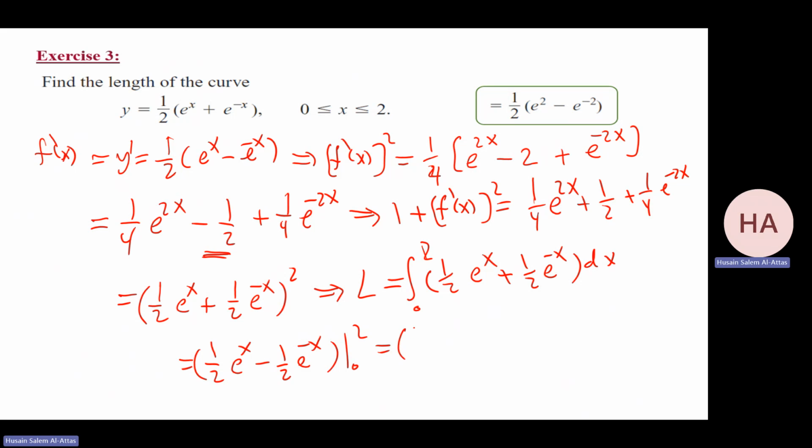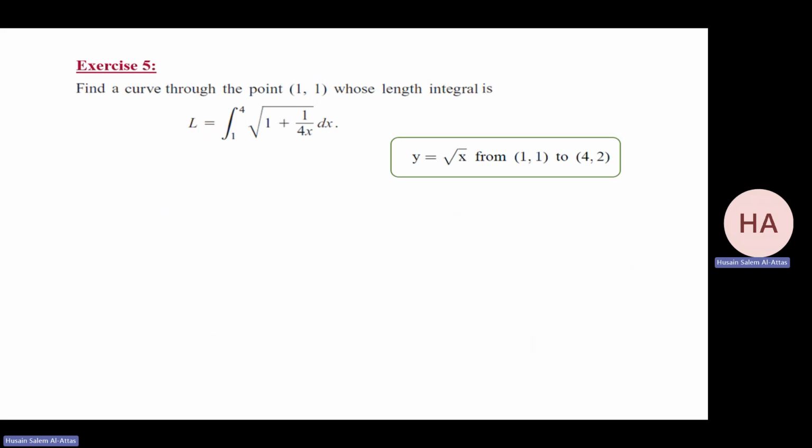That gives me half e squared minus half e to the power minus 2, minus e to the power 0, which is half minus half, which is 0. So I can take half as a common factor. I have e squared minus e to the power minus 2, and everything else will go. Okay. The same idea.